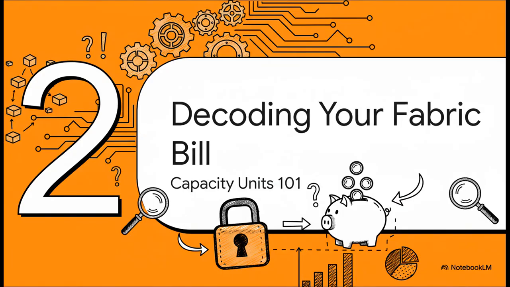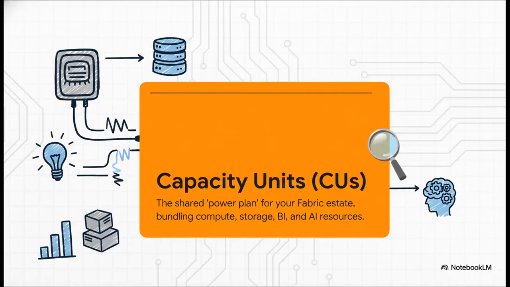Okay, so how in the world does that bill actually work? Let's decode the core concept behind Fabric's pricing so you know exactly what it is you're paying for. Everything, and I mean everything in Fabric, comes down to this one idea: capacity units, or CUs. The best way to think about it is like a shared power plan for your house. You're not paying for every single light bulb and appliance separately, you're just buying a block of electricity that powers everything. CUs are exactly the same. A bundled package of compute, storage, and AI for your whole Fabric setup. The big takeaway here? You're not paying per query. You're paying for a block of shared power.